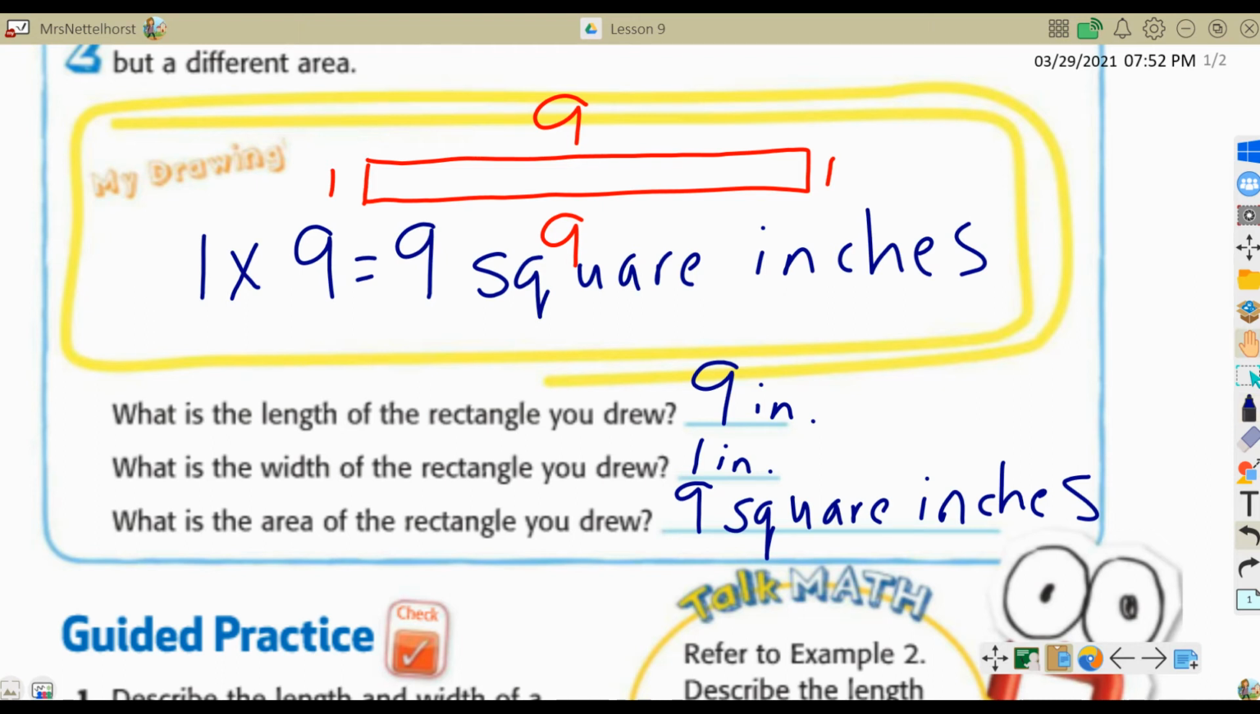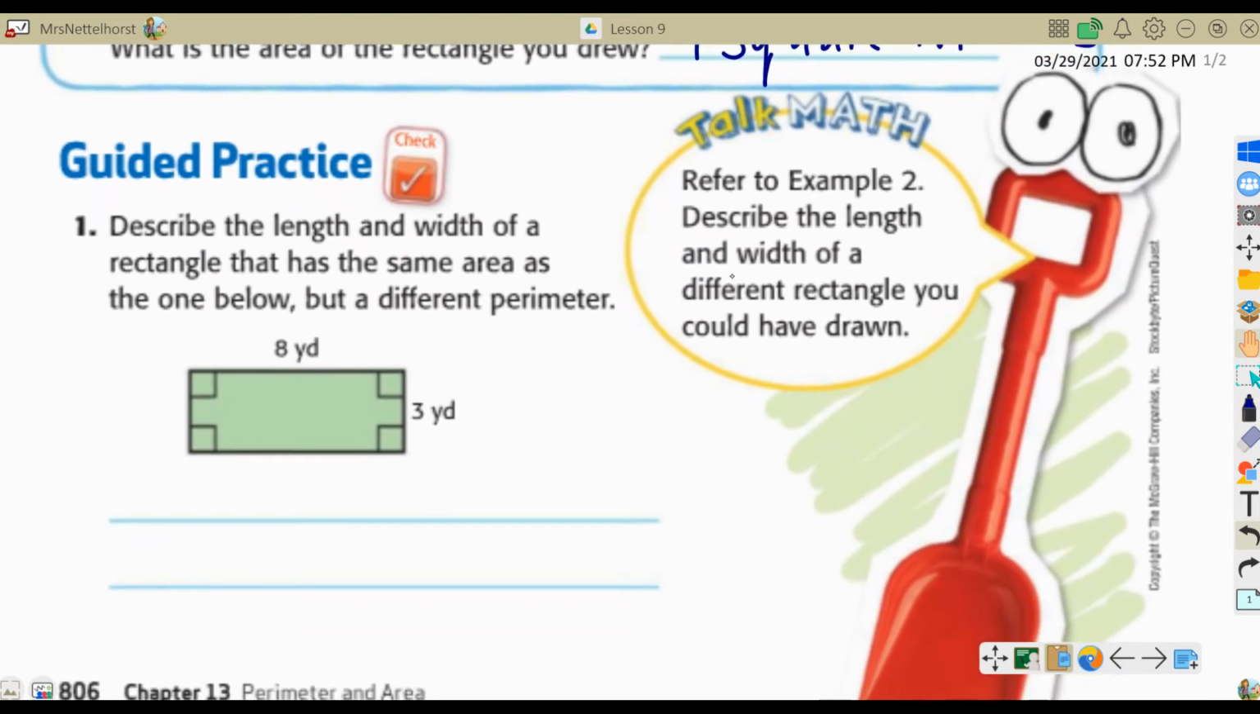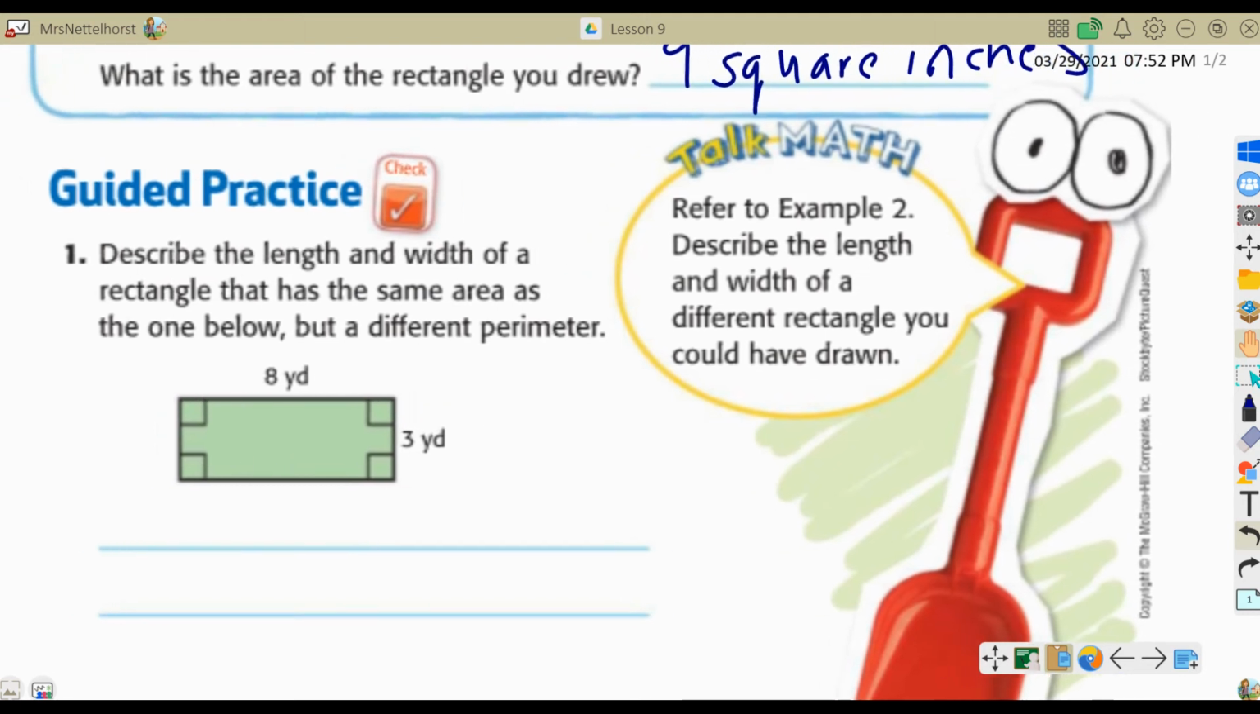from home. Okay, so let's describe the length and width of a rectangle that has the same area as the one below, but a different perimeter. So same area, different perimeter. So first of all, let's figure out what the area would be. So 8 times 4, write that inside your rectangle. Pause the video and then come back.